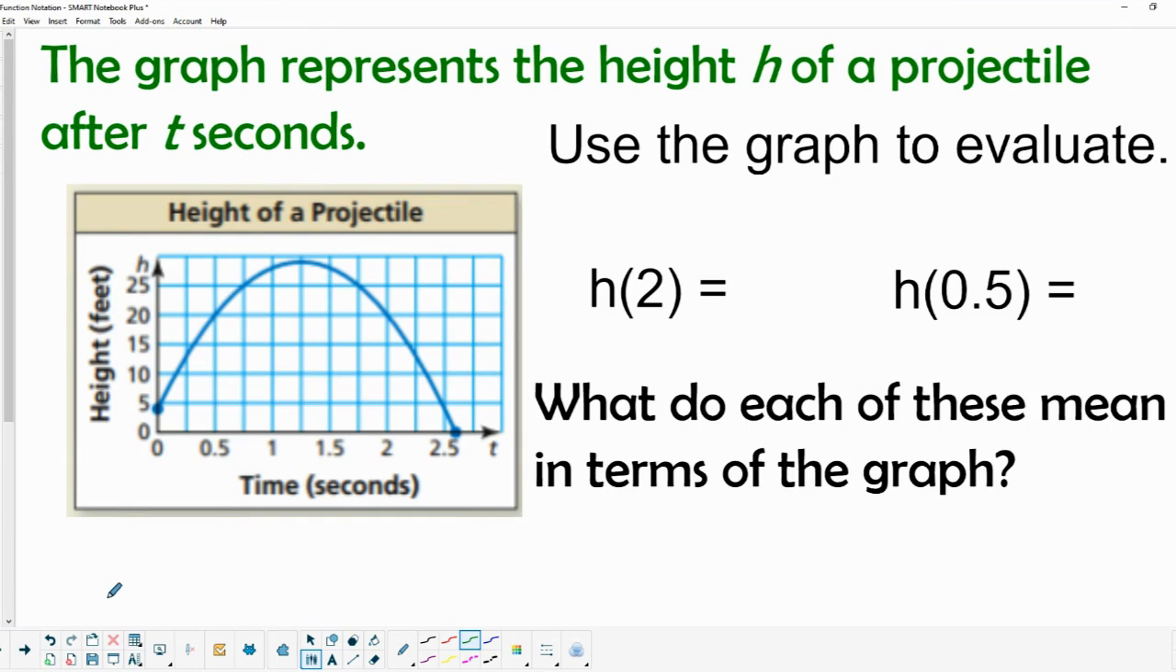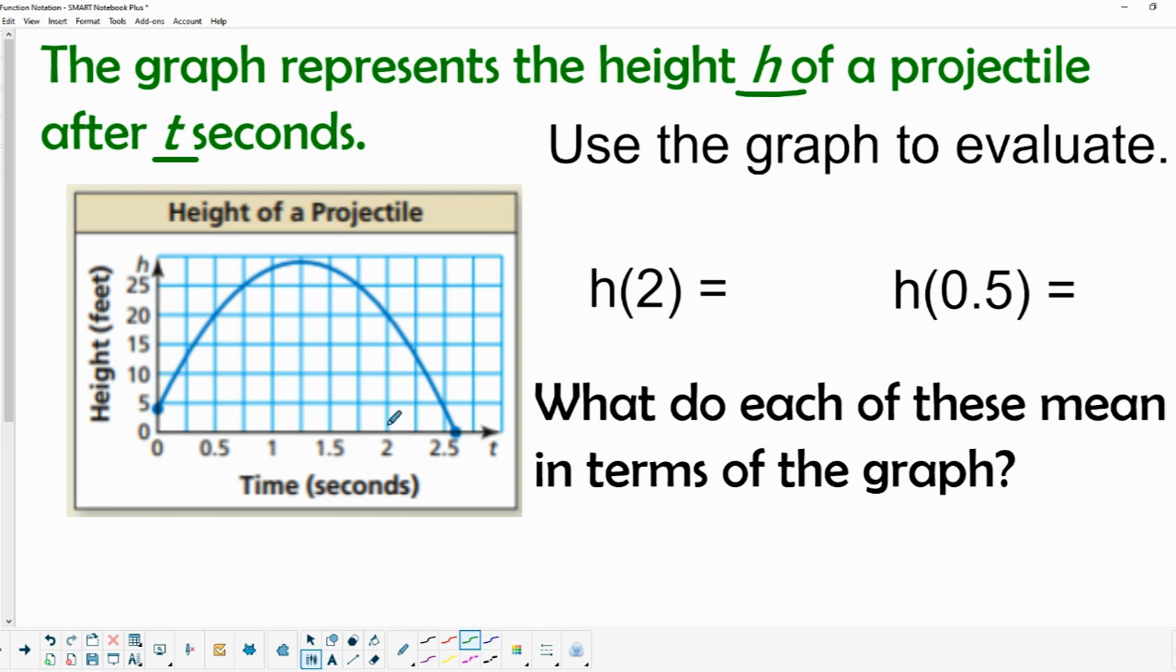Okay, here's another one. The graph represents the height h of a projectile after t seconds. So basically, if you're standing over here and you shoot an arrow into the sky, it goes up and gravity gets a hold of it (gravity starts affecting it the moment it leaves your bow), but it slowly arcs over and falls back to the earth. This is going to tell us how high the projectile is after t seconds.